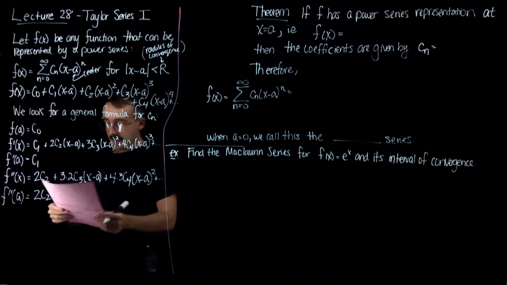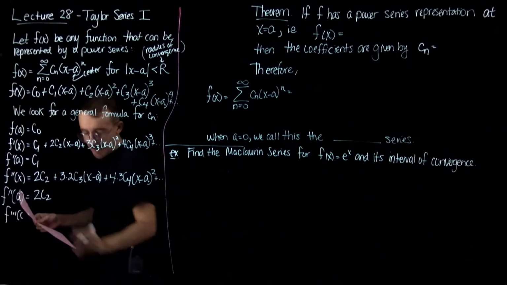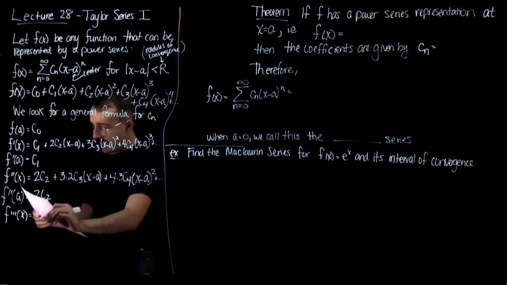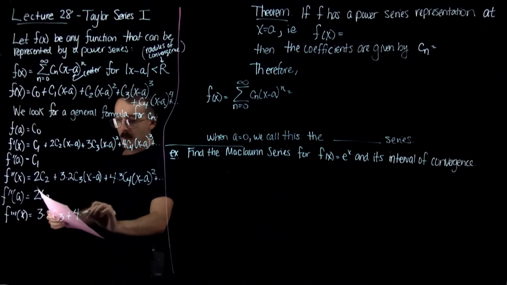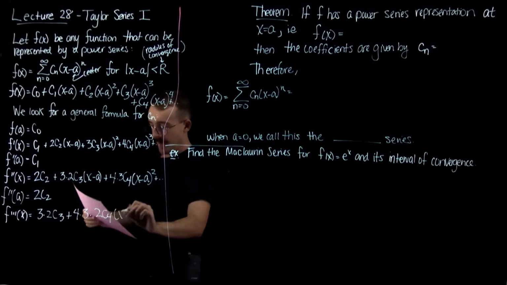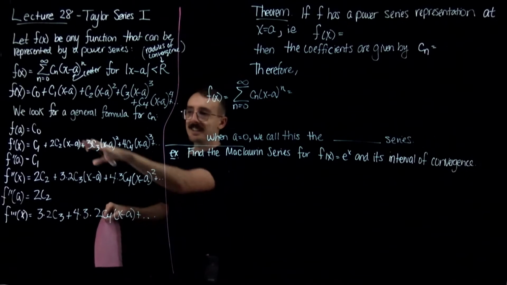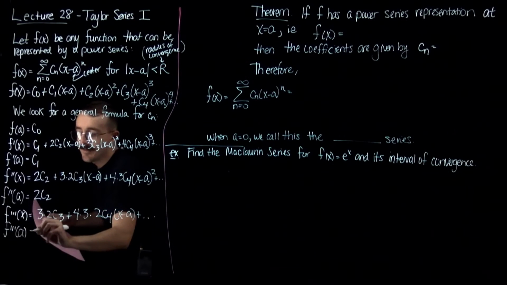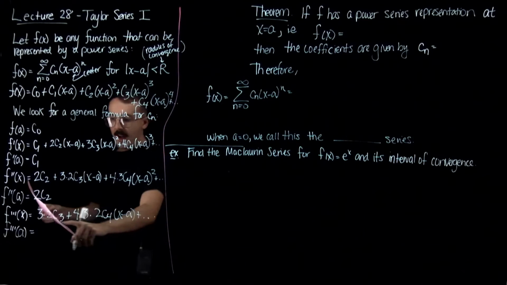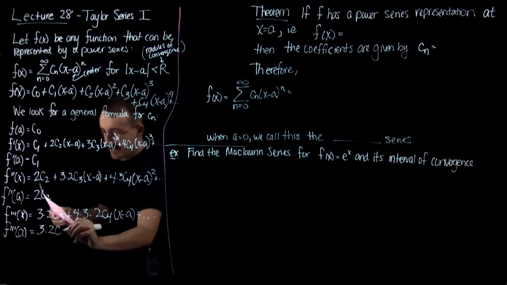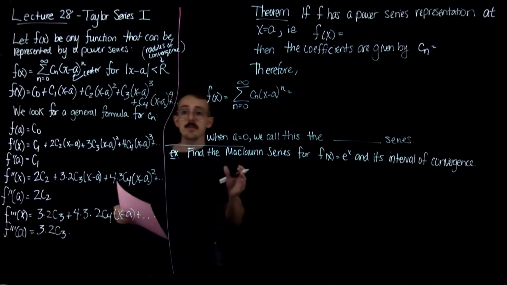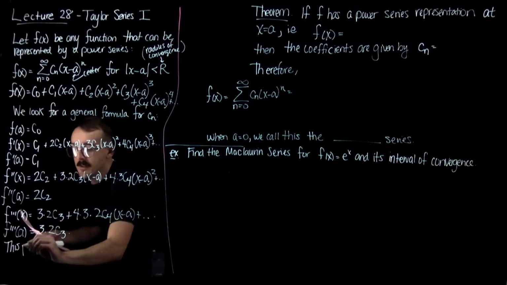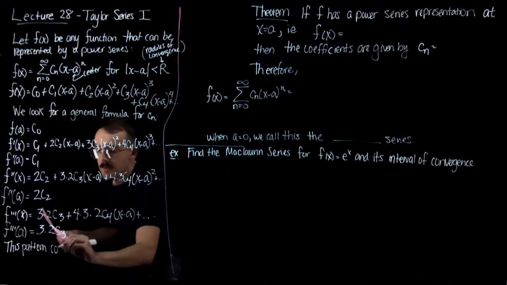And if you continue on with this one more time, I'll just do one more. The third derivative of f of x would give me 3 times 2c sub 3 plus 4 times 3 times 2c sub 4 times x minus a. Kind of running out of things now to take the derivative of. But if I finally evaluate this at a, I will get 3 times 2 c sub 3. And that's what f triple prime at a is equal to. So I'm just going to say this pattern continues.